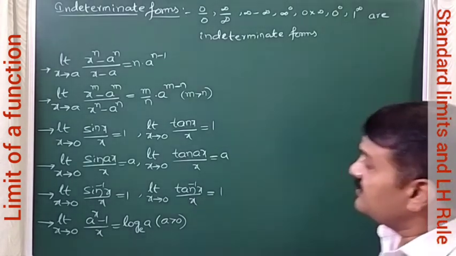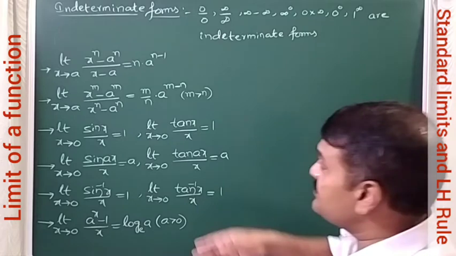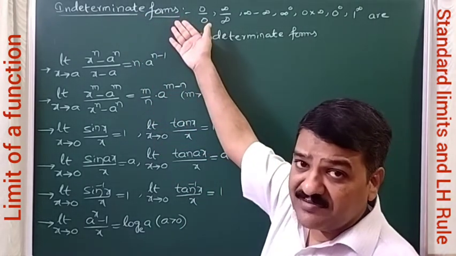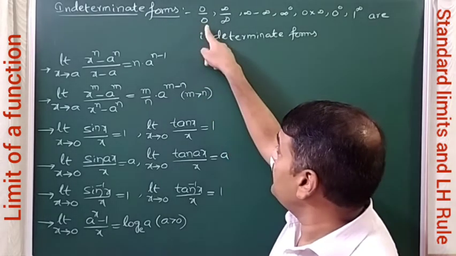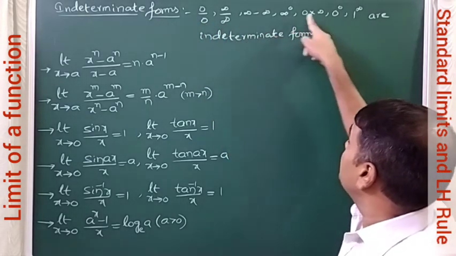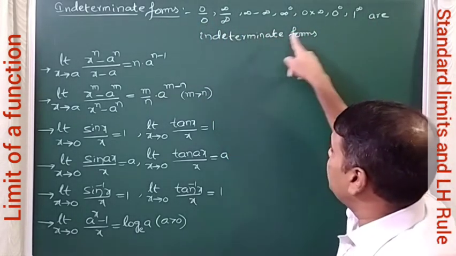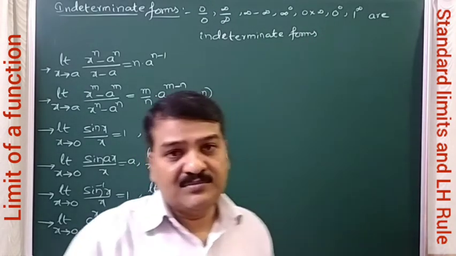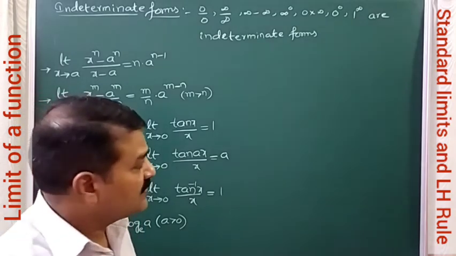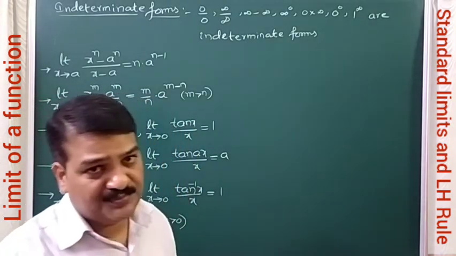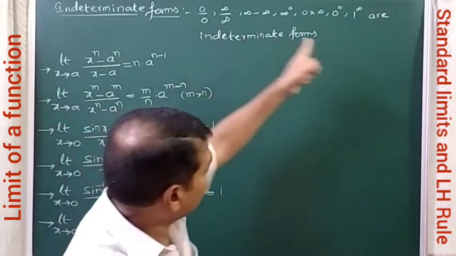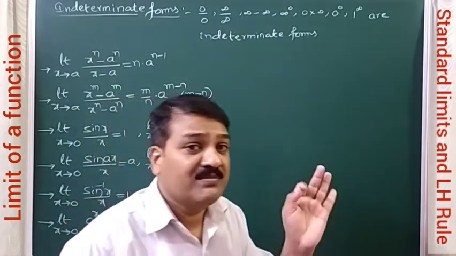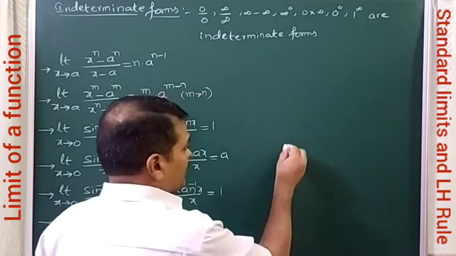So when you are evaluating or trying to find the limit of a function, if you are getting these forms, they are called indeterminate forms. When you are substituting the corresponding x value, if you get any one of these forms, you cannot directly use the substitution method. For example, I will show you.